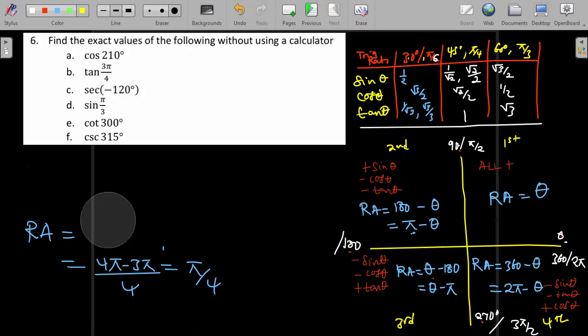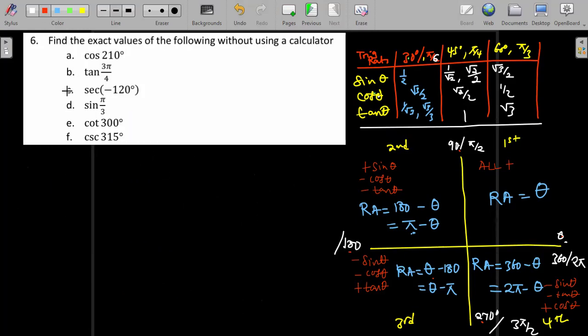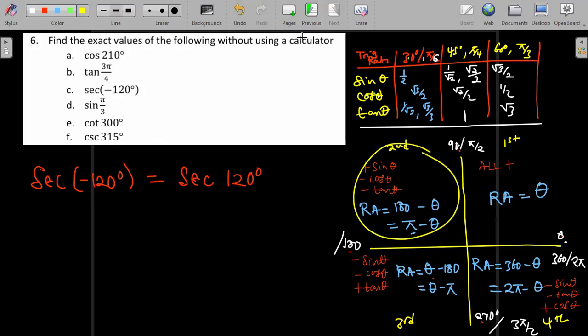All right, let's look at C. So C, here we have to use the concept or the knowledge of even functions. We said the sec comes from the cos. And we discussed earlier that the cos is even. So sec of a minus angle is the same as sec of a positive angle. But now we have to find its reference angle. So 120 will be in the second quadrant.